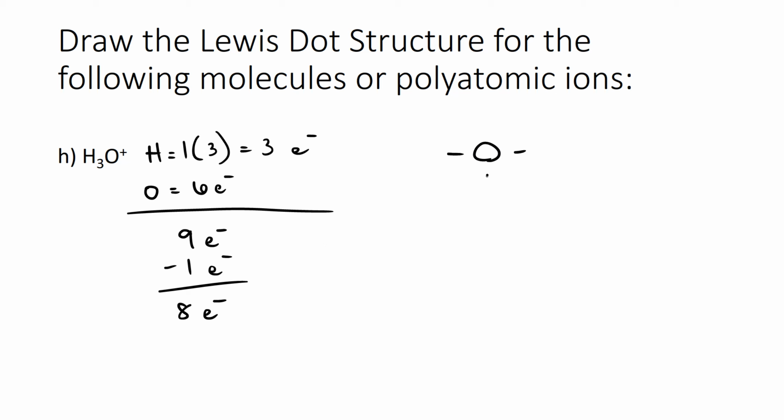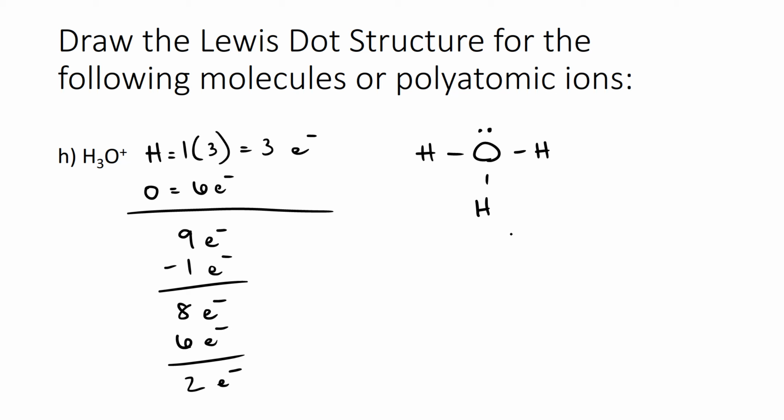So we'll make oxygen the central atom, attached to 3 hydrogens. We have 2, 4, 6 electrons being used up in those 3 bonds. So that gives us a total of 2 electrons that have to be placed on this molecule. We can't put them on any of the H's. We're going to go ahead and add them to the O.